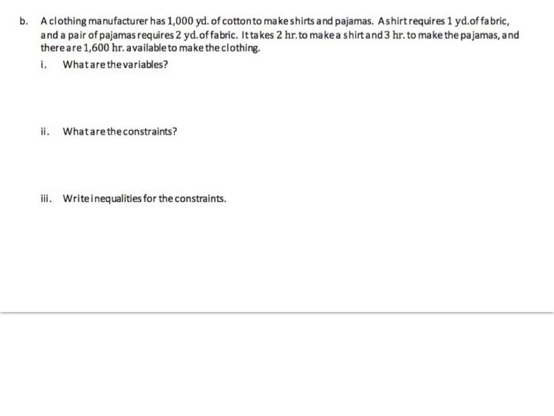Well, we have really the number of shirts and the number of pajamas. One of them is going to be X and one of them is going to be Y. Okay, it doesn't really matter, but one has to be X and one has to be Y.